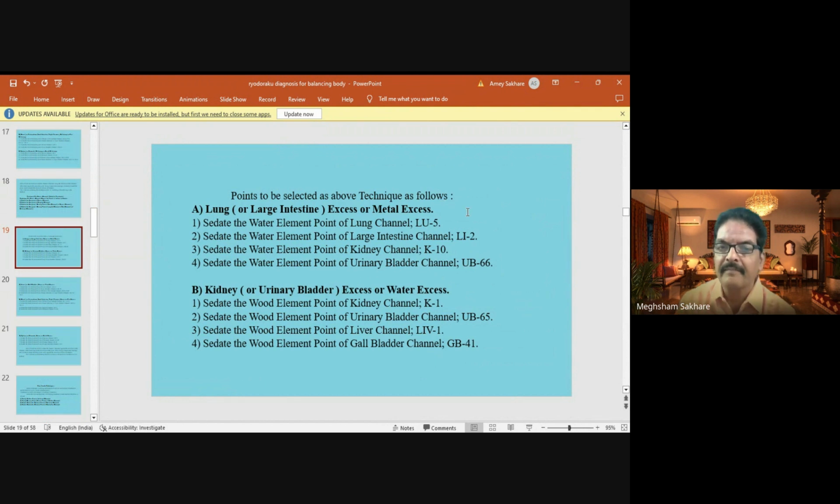Lung excess means metal excess. So sedate the water element point of the lung channel, that is Lung 5, then LI2, K10 and UB66. Then kidney excess or urinary bladder excess, that is water excess. Sedate the wood element point of the kidney channel, meaning K1, then UB65, Liver 1, GB41.